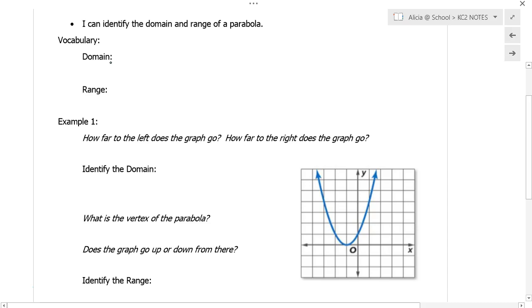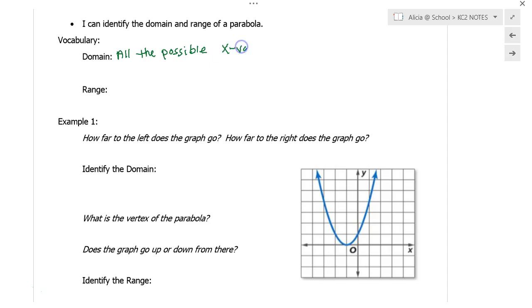Domain is all the possible x values. What I want you to think of domain as is how far left and right the graph goes. So anytime I'm asking you about domain, that's the question I want you to ask yourself. How far left and how far right does the graph go? Because that is all the possible x values.